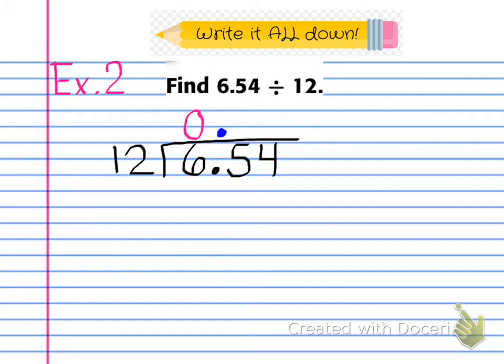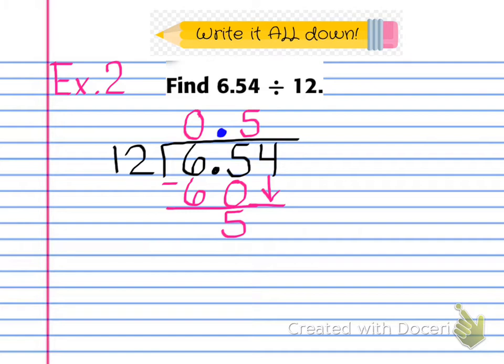Then we see how many times does 12 go into 65? Well, 12 times 5 is 60, and we want to go ahead and have 65 minus 60. Now, I know that 12 times 5 is 60 because I'm a math teacher and I know my 12 times tables. But if you don't, off to the side, you want to do 12 times 5, and you want to get the answer 60 so you know exactly where that number came from. So 65 minus 60 leaves me with 5 left over.